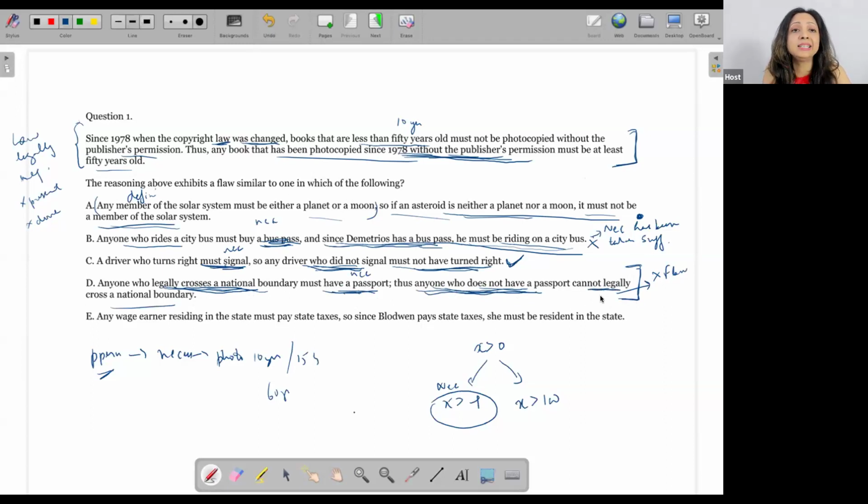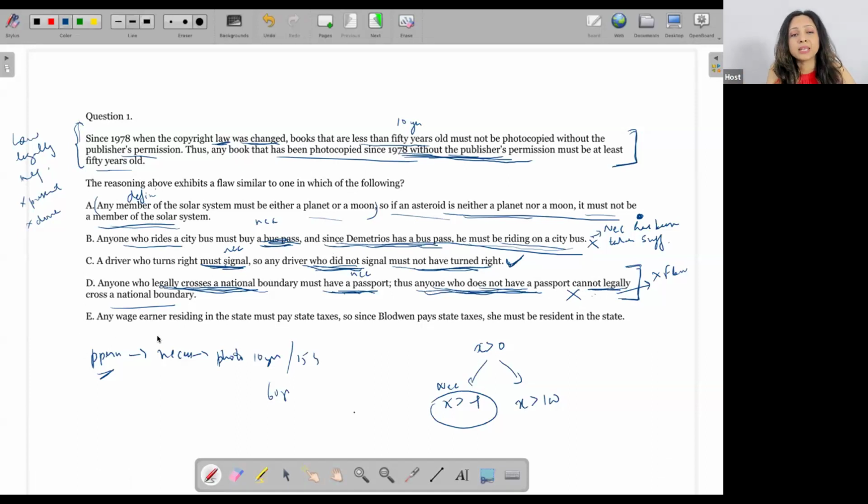Here I've been given legally. If it was cannot cross a national boundary, then the logic would be exactly the same as that of our original argument as well. But I have been given they cannot legally cross it. I am not assuming over here that no one can cross the national boundary, right? I'm not assuming that everyone has to adhere to the law. I'm saying they're legally not crossing the boundary. They could be crossing the boundary even then, right? So that is why this argument structure is not the same as the original. Yeah, there is no flaw in this.